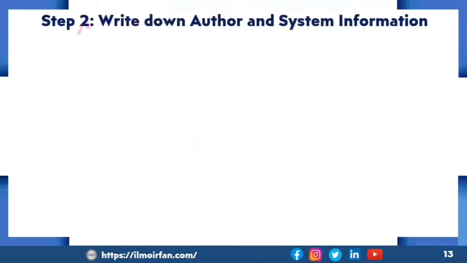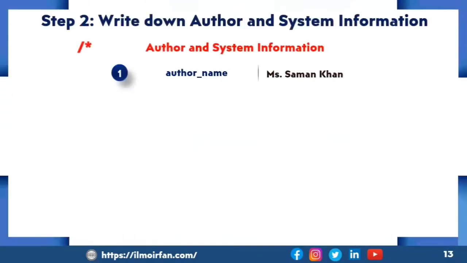Step 2, write down author and system information. Author and system information is as follows. Please note that author and system information is written in multi-line comments. In C programming language, a multi-line comment starts with slash and star and ends with star and slash.